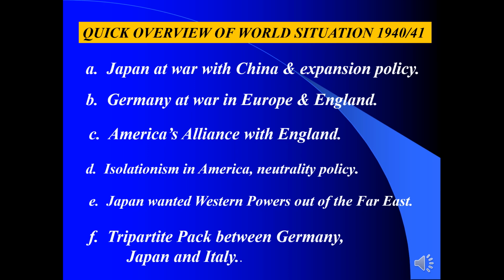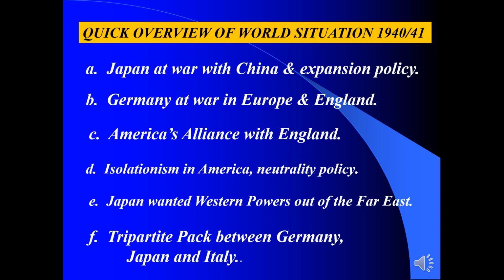Here's a quick overview of the world situation in the late 1930s into 1941, which will give you a better understanding of why the war broke out. A. Japan was at war with China since 1937, when Japan invaded Manchuria. B. Germany invaded Poland September 1, 1939, and England declared war on Germany. C. The United States' Lend-Lease Act of 1941 provided support for England. D. Americans were in favor of isolationism.